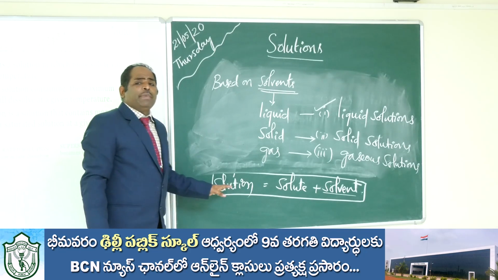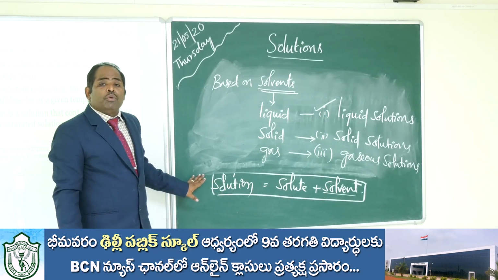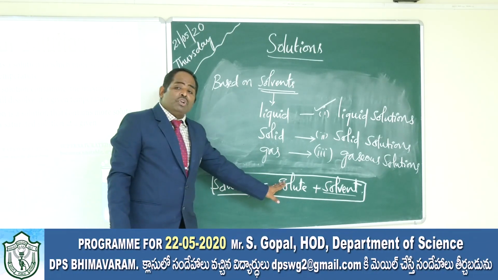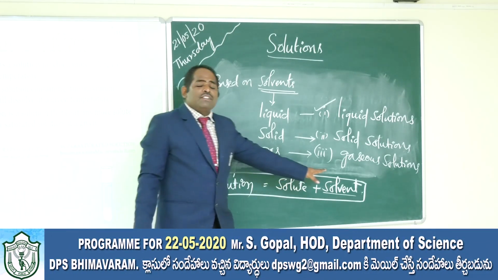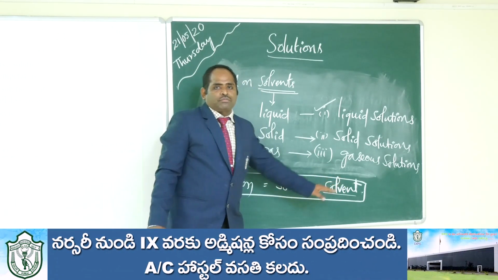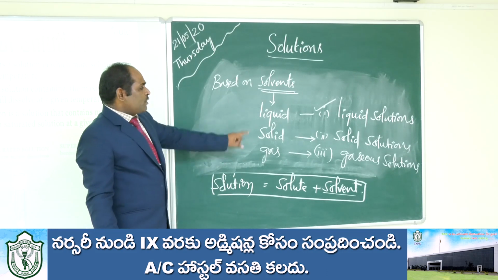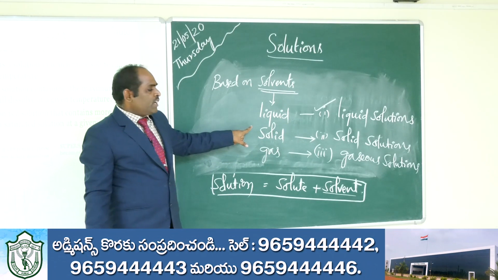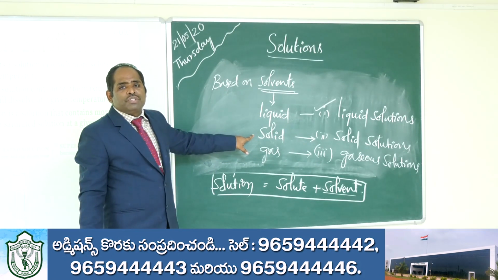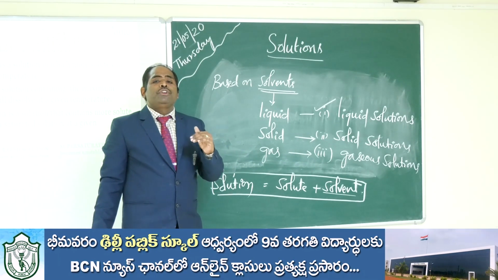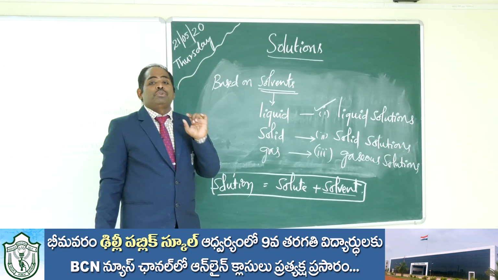Once again I am repeating, what is a solution? A solution is a homogeneous mixture of two or more components, in which the smaller component is called solute and the larger component is called solvent. Solute and solvent. Yes, now you got it. If the solvent is a liquid, that is called a liquid solution. If the solvent is a solid, that is called a solid solution. If the solvent is a gas, that is called a gaseous solution. Clear?